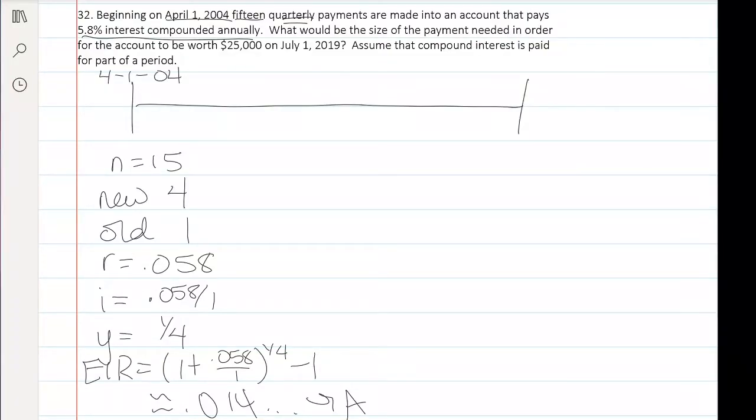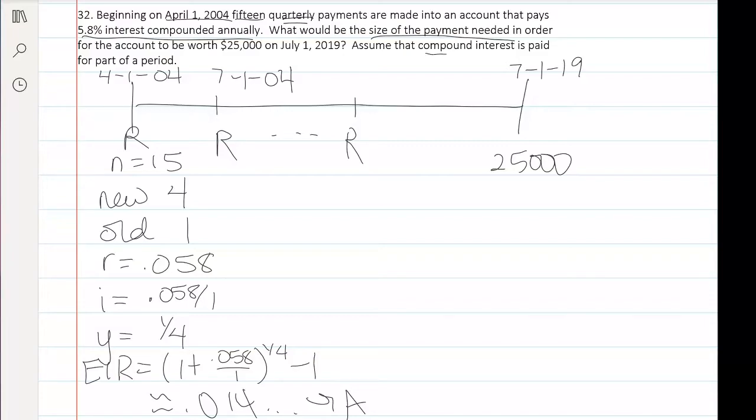And then, on our timeline, we're trying to figure out the size of the payment. So that means we're trying to find R. It's quarterly, so our next payment would be 7104. We want to show when the next payment would be to help us understand that we know what's going on. And then we have 15 payments, and we want to know how much the payments have to be so that we have $25,000 on July 1st, 2019.